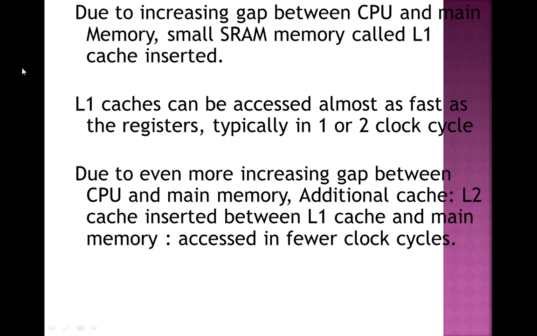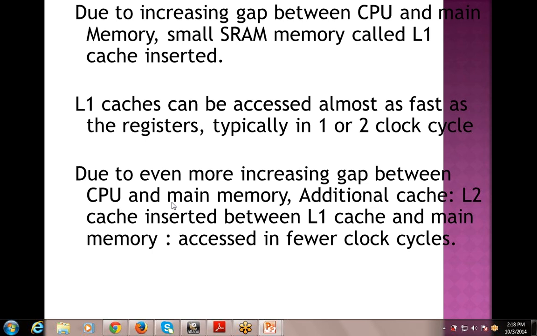This is the same pattern. First of all, there is a CPU and the main memory, with an increasing gap, a small memory RAM, because there is a huge gap between the CPU and the main memory. So the L1 cache is introduced. The L1 cache can be accessed almost as fast as the registers, typically 1 to 2 clock cycles. Then due to the even more increasing gap, there is a huge gap again between the CPU and the main memory. Then again a new cache is introduced, known as the L2 cache.